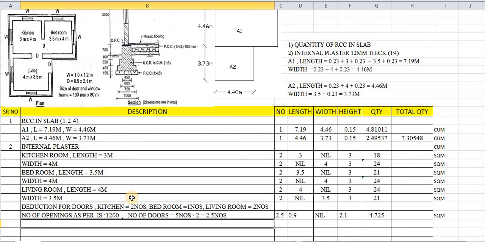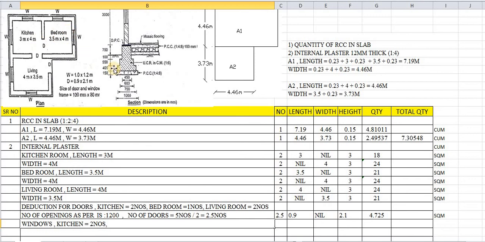Same way for windows, openings will be there. So deductions for windows. Again the same concept is to be used. For internal, the 50% will be considered: total number of windows will be considered, 50% of it. So how many windows are there? Here it is 1, 2 for the kitchen. So the kitchen has 2 openings for windows, 2 numbers.